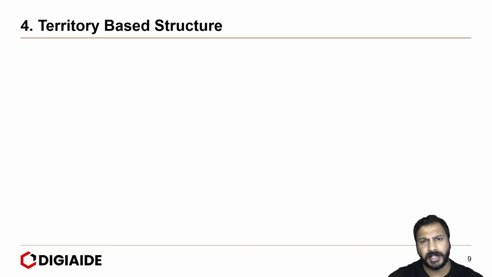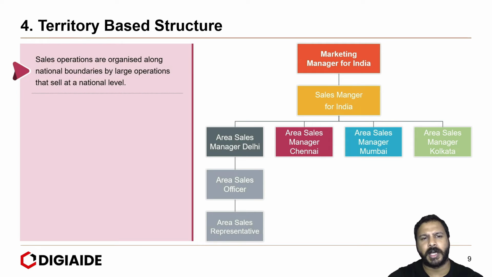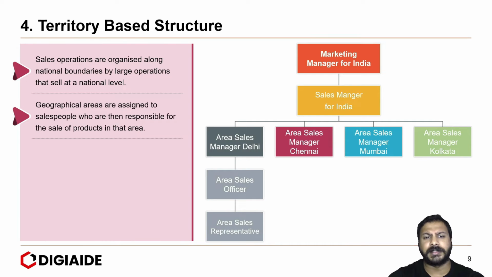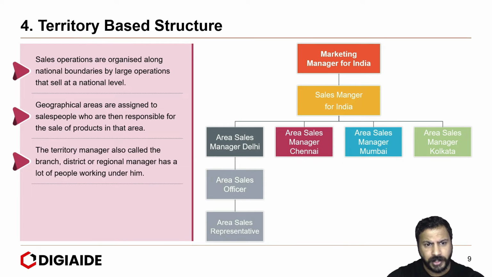Number 4, territory-based structure. Sales operations are organized along national boundaries by large organizations that sell at a national level. Geographical areas are assigned to salespeople who are then responsible for sale of products in that area. Pretty vanilla in nature. The territory manager, also called the branch, district or regional manager, has a lot of people working under him or her.